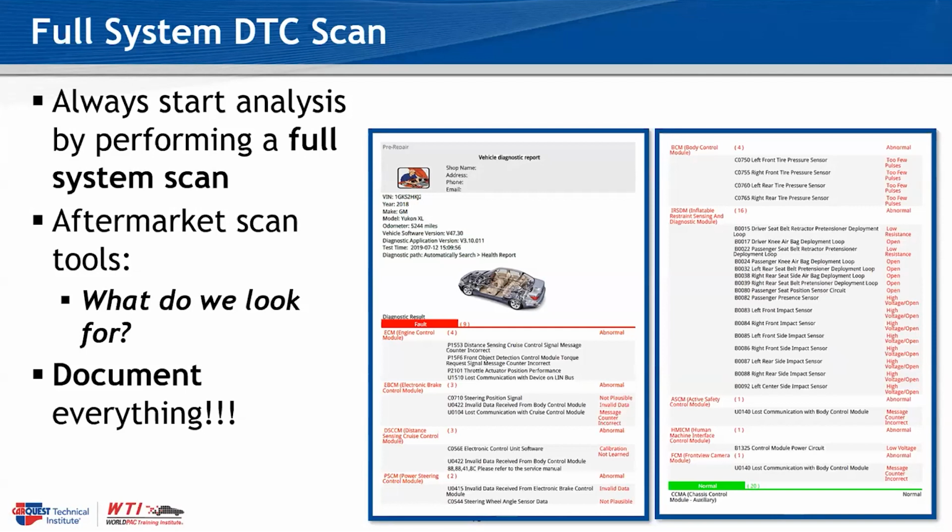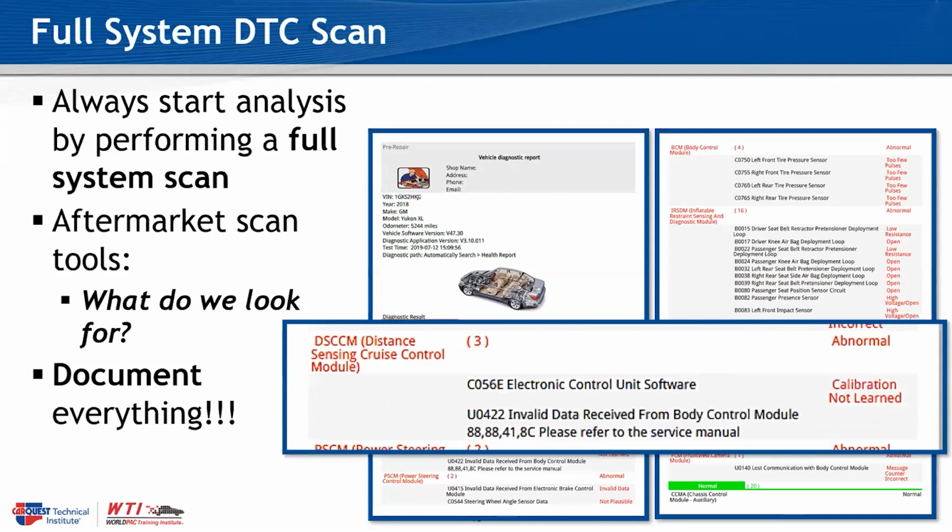I save all my pre and post scans. Every time I scan the vehicle, if anything has changed, I save it. So please document everything. That will be one of the biggest parts of protecting yourself and just having a good record of what you've done. So the DTC in question, after a little bit of investigation, was the C056E, electronic control unit software was the DTC definition. A little descriptor to the side says calibration not learned. And that's in the distance sensing cruise control module.